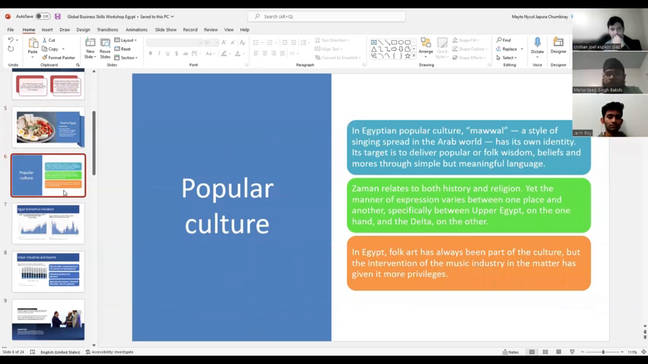Popular culture. In Egyptian popular culture, the Mawwal style of singing spread in the Arab world has its own identity. Egypt has many styles. Folk art has always been a part of the culture, but the intervention of the music industry has given it many more privileges and encourages many more artisans to come together and work with it.